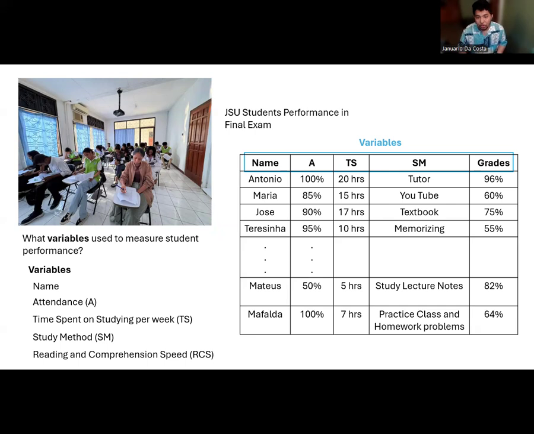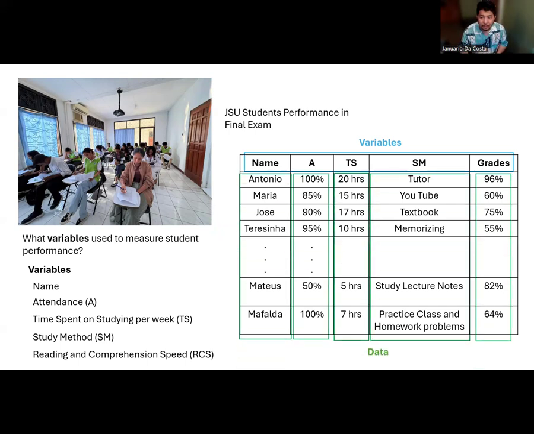The variable is the characteristic, and the data are the values. For example, attendance 100%, 85%, 90%, 95%, or time studying per week is 20 hours, 15 hours, 17 hours, or 5 hours, or 7 hours. Okay?